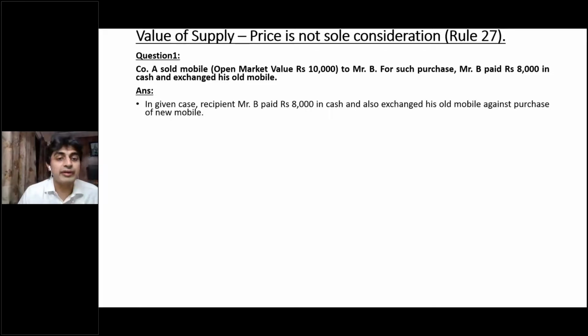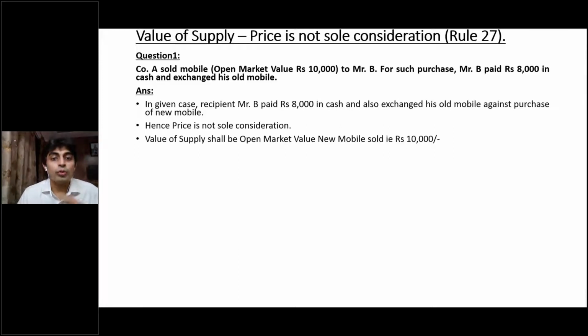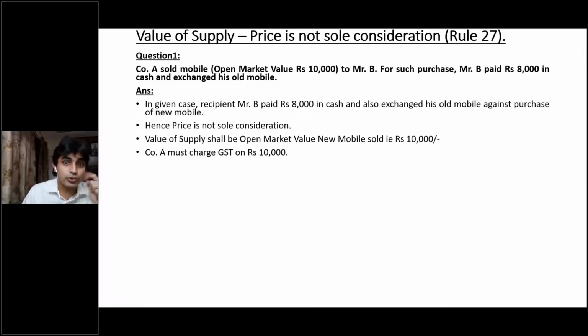Where do I have to go? Rule 27. What does rule 27 say? Open market value. Step 1, the answer will be 10,000 rupees. So even though I recover how much? Only 8,000, but I will have to charge GST on how much? 10,000. If anyone has recently bought a new mobile with exchange, you can see the invoice. GST will be on the total value of 10,000.